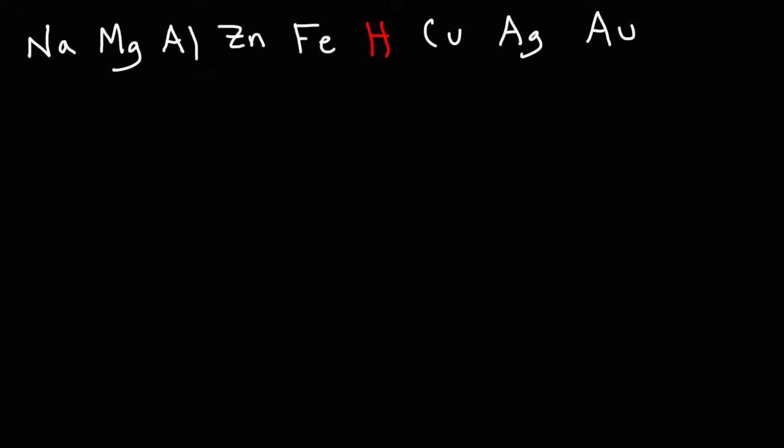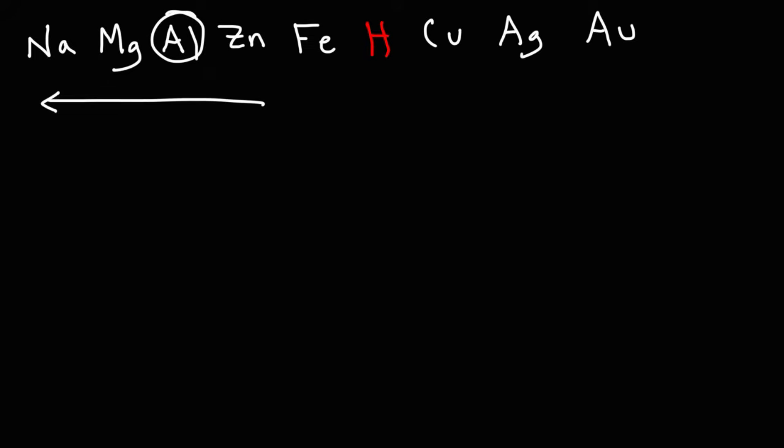In this video, we're going to talk about the activity series of metals. So I have it listed on the screen. Now granted, hydrogen is not really a metal, but nevertheless, it has a role here. Now what you need to know is that on the left side, those metals are strong reducing agents, which means that they have a strong ability to give away their electrons.